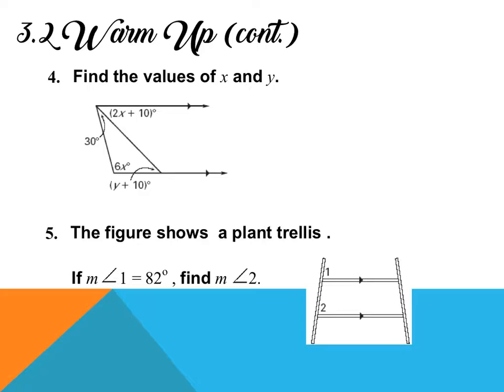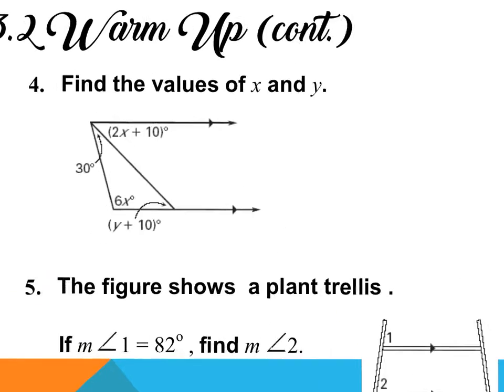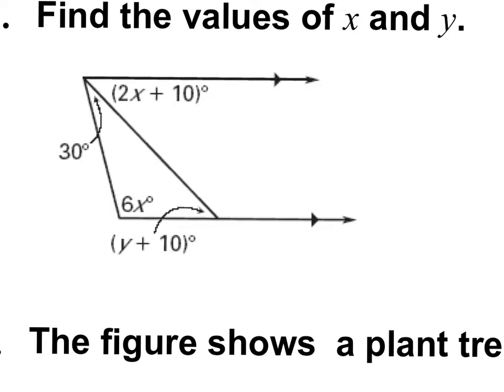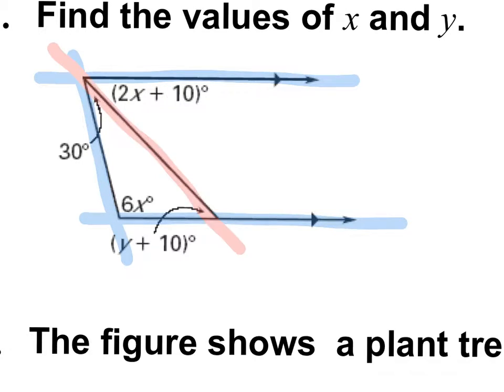4 says find the values of x and y. So now we're bringing in a little bit of our algebra skills in here. So the parallel lines are the top and the bottom. And you actually have 2 transversals here. You've got one that's like this, and you've got one that's like this. So if I want to find x, I have to find another either single angle or pair of angles in which it has a relationship with them.